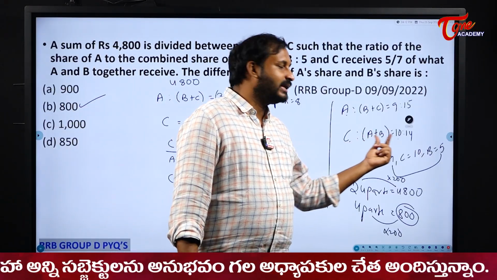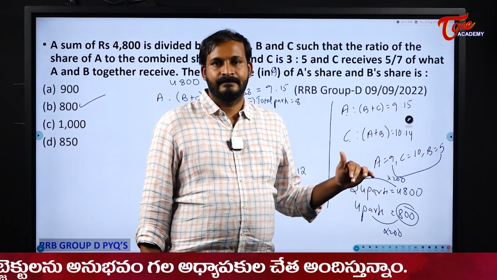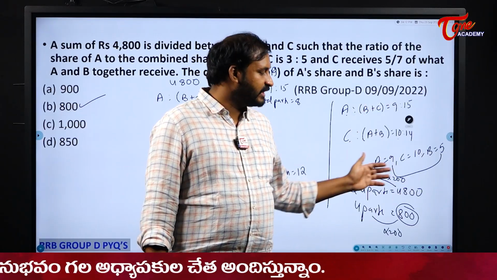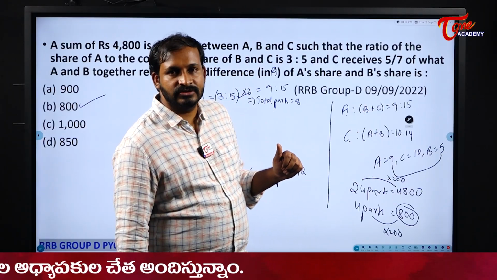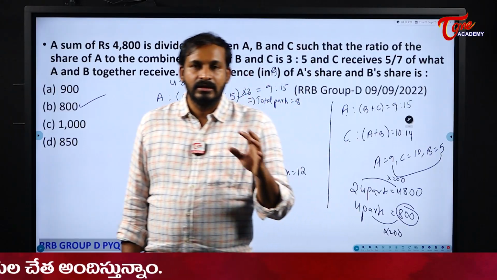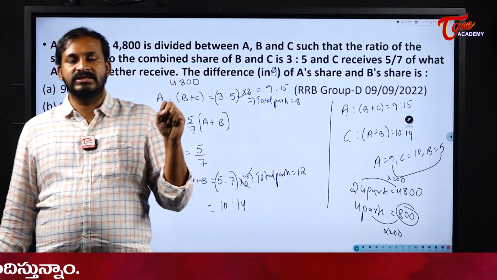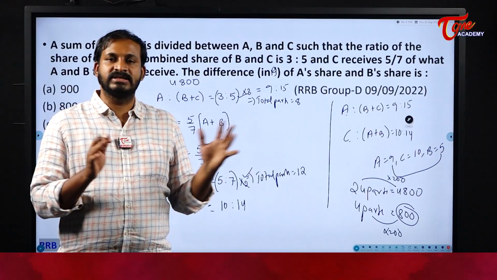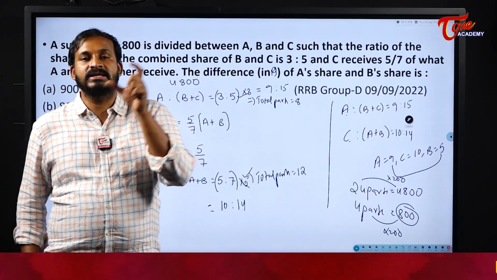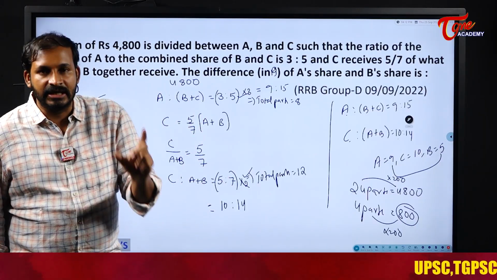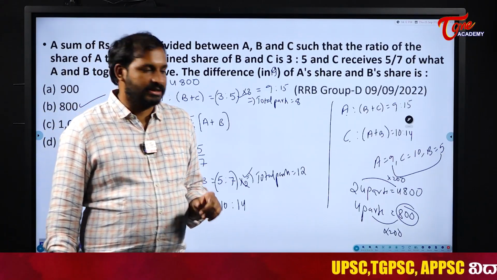A has 9 directly and C has 10 directly, and based on that we can solve the remaining things. Okay, understood? Remember, when the same amount is divided in multiple different sets of ratios, the total parts in those different sets should be equal. That is the concept here.